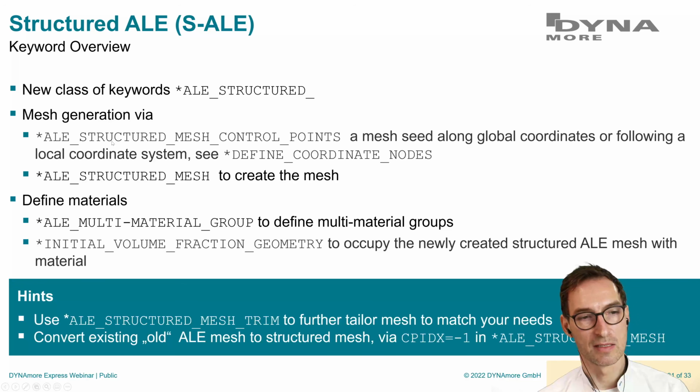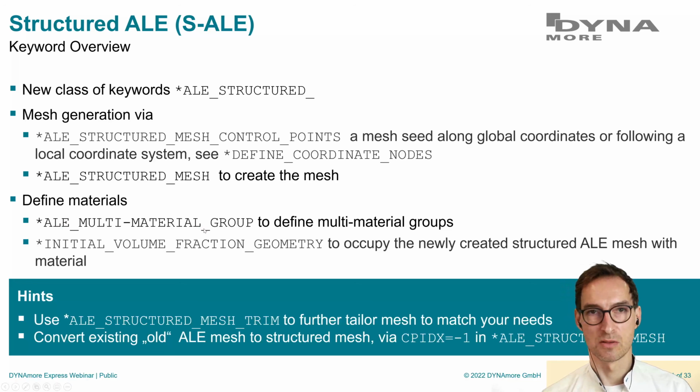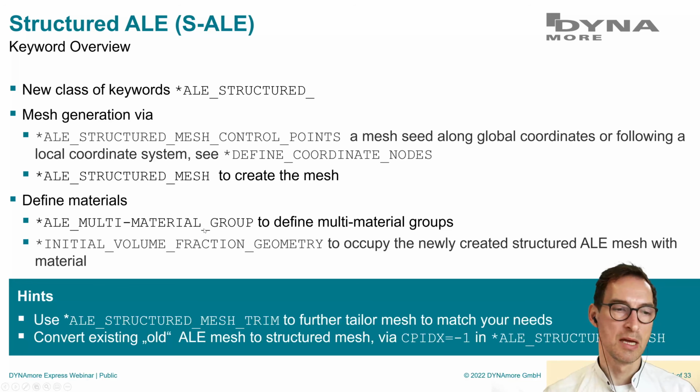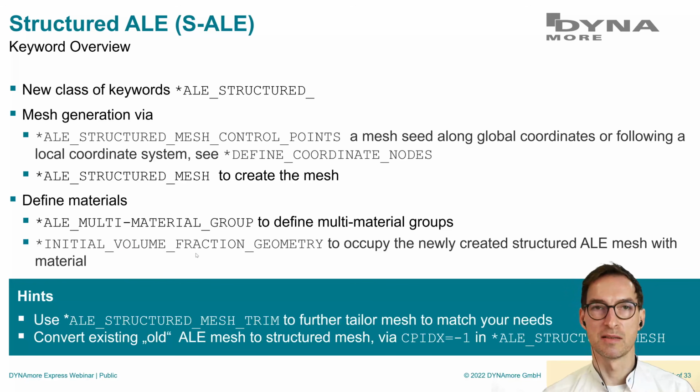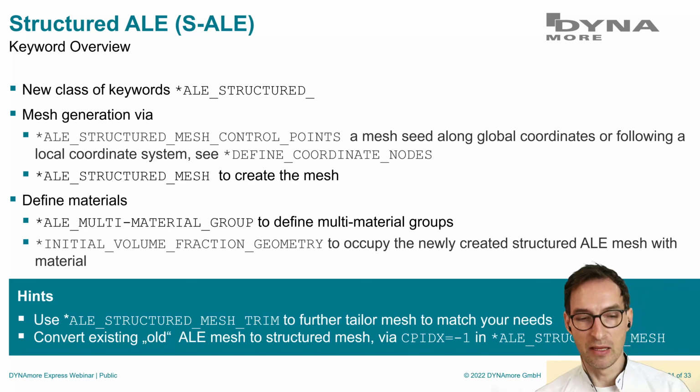So LE structured mesh control points to define the mesh seed on the edges, then LE structured mesh to create the actual mesh. Then you have to define multi-material groups. So part this is this group, and then you use the keyword initial volume fraction geometry to populate your mesh.